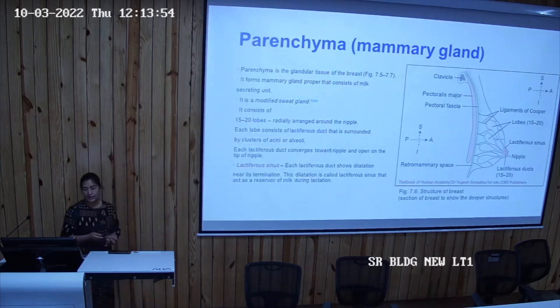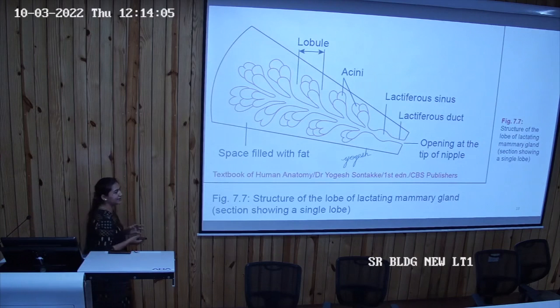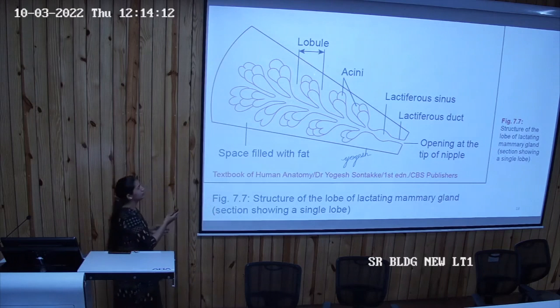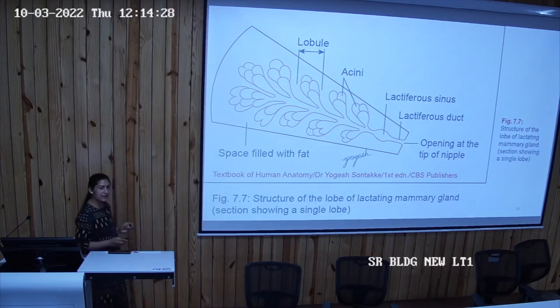Then coming to the parenchyma of the mammary gland. If we see the structure of the mammary gland, it has a radially arranged pattern of the lobule, like the spokes of a bicycle. In each of the lobes, we have a lobule. We have multiple lobules in a lobe, and we have around 15 to 20 lobes. These lobes contain a smaller structure, the lobule, and the lobule is formed of the multiple acini. Acini is the secretory unit of any gland.